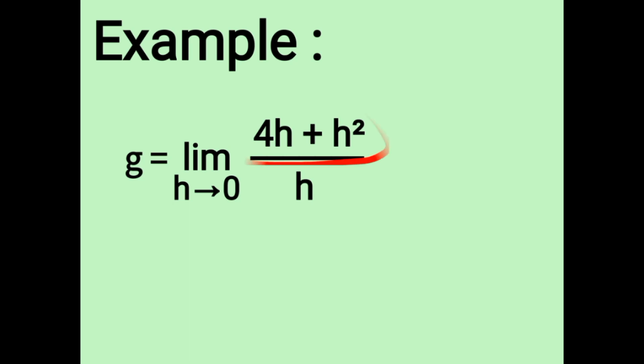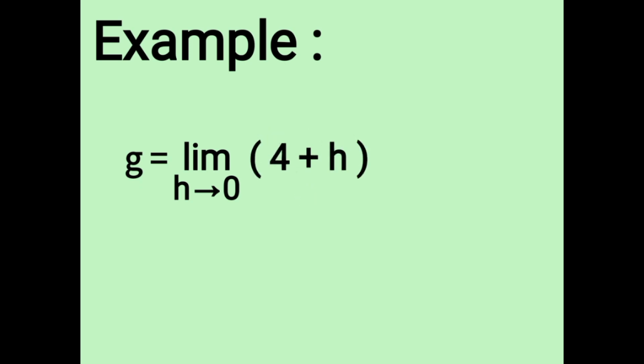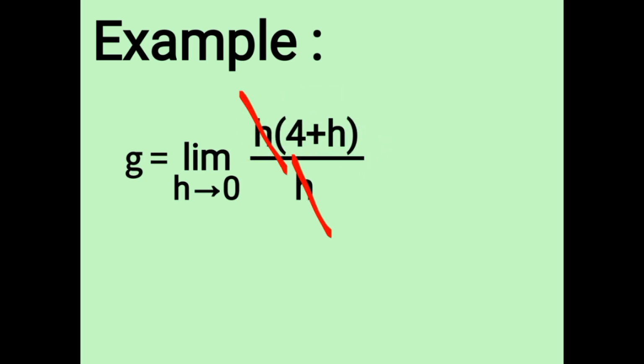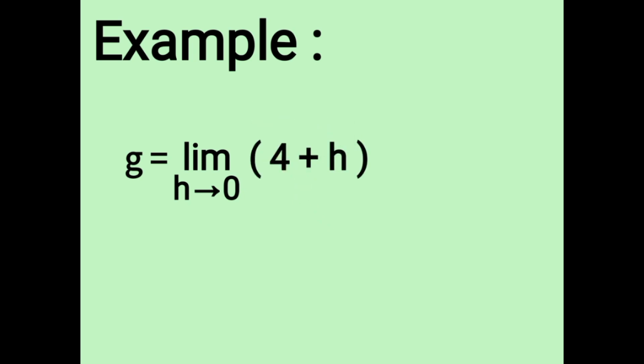So here I'll factorize the numerator 4h plus h squared. Then g equals the limit as h tends to 0 of h times (4 plus h) over h, which equals the limit as h tends to 0 of 4 plus h. h was a common factor, so taking h out of the brackets, h cancels out from both the numerator and the denominator. So g equals the limit as h tends to 0 of 4 plus h.